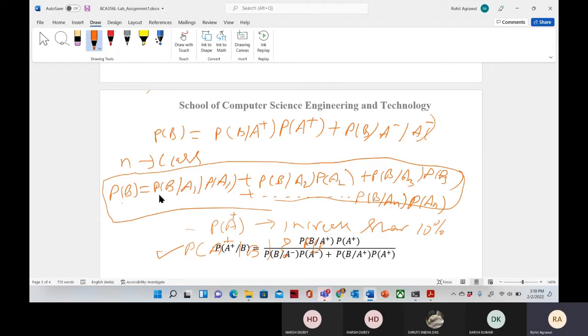Probability of B is equal to probability of B given A1 into probability of A1, plus probability of B given A2 into probability of A2, plus probability of B given A3 into probability of A3, up to AN, if there are n classes. In our question, there were only 2 classes, so we used A plus and A minus. Is this okay? Okay, sir.